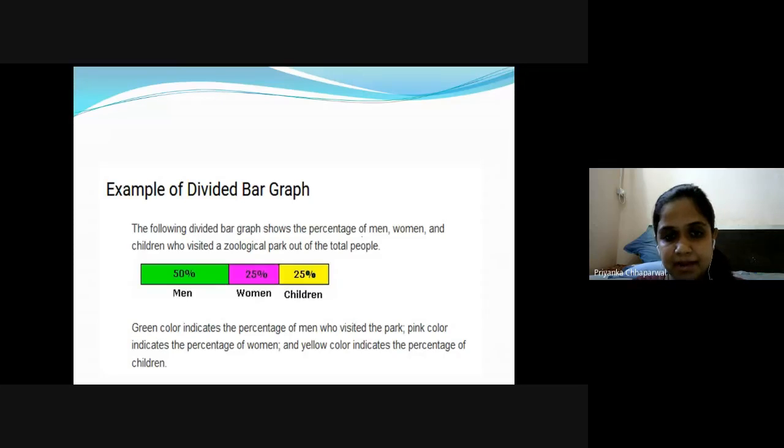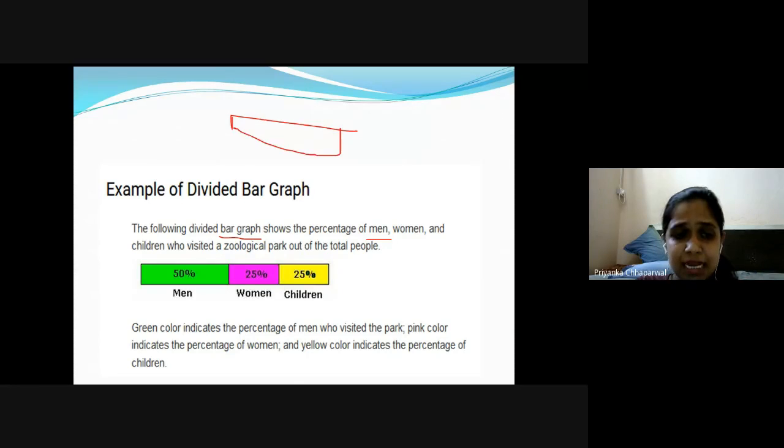We have taken one example. The following divided bar graph shows the percentage of men, women and children who visit a zoological park out of the total people. Total people means how many men there are, how many women, how many children. So it is a bar graph. You just simply make one bar. इसे bar बना ले.